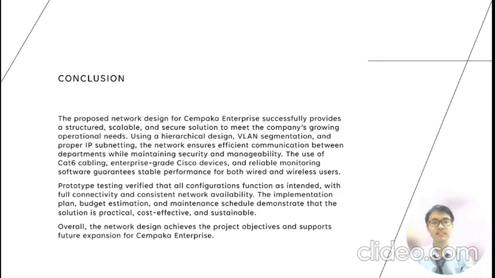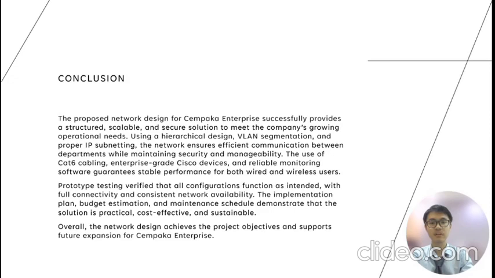So the last one is the conclusion. The proposed network design for Chempaka Enterprise successfully provides a structured, scalable, and secure solution to meet the company's growing operational needs using a hierarchical design, VLAN segmentation, and proper IP subnetting. The network ensures efficient communication between departments while maintaining security and manageability.